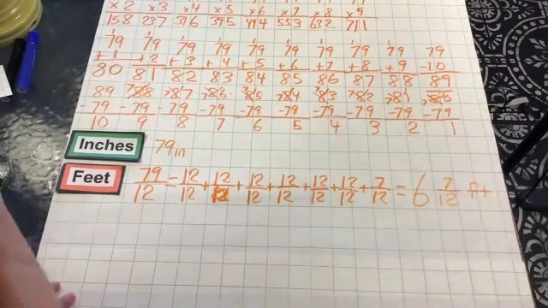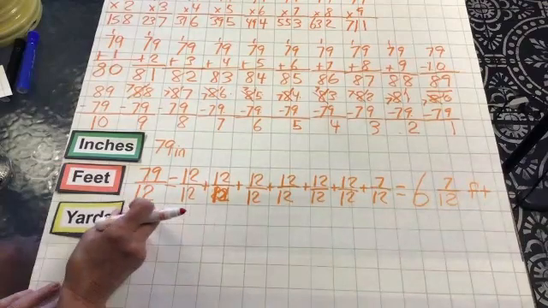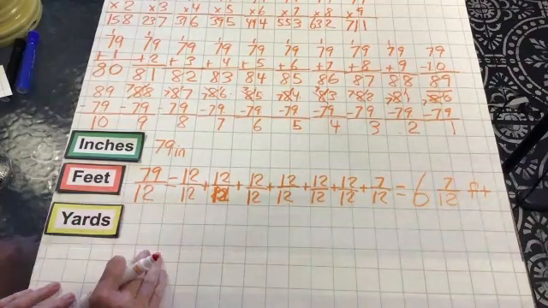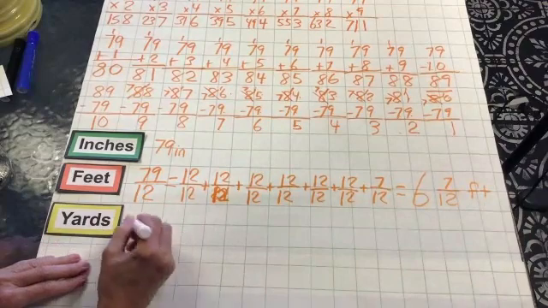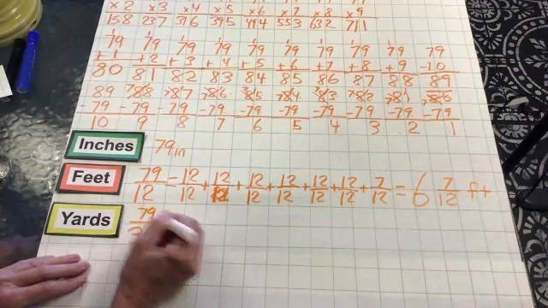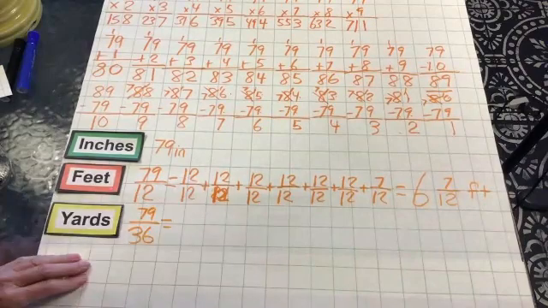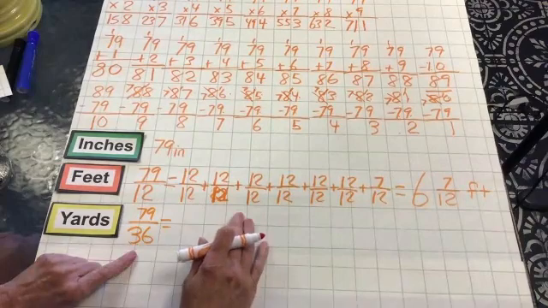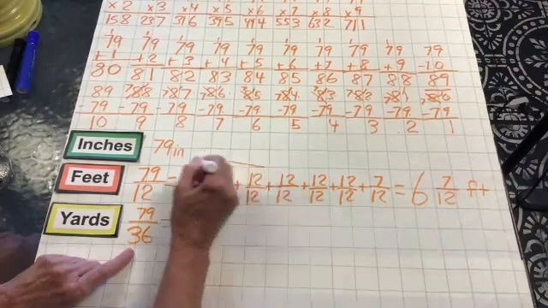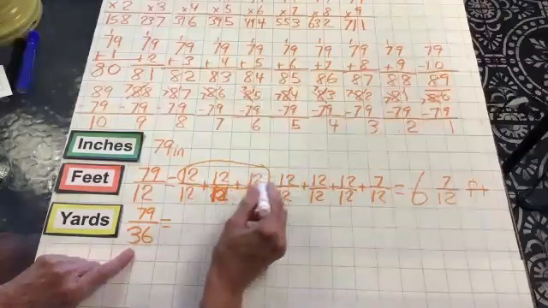All right. How'd you do? Fix it up if you got it wrong. No worries. Let's go on to the next one. Yards. It takes 36 inches to make a yard. We have 79, so we're going to use our last problem to figure out this problem. It takes 3 twelves or 3 feet to make a yard. So 12 plus 12 plus 12 is 36.